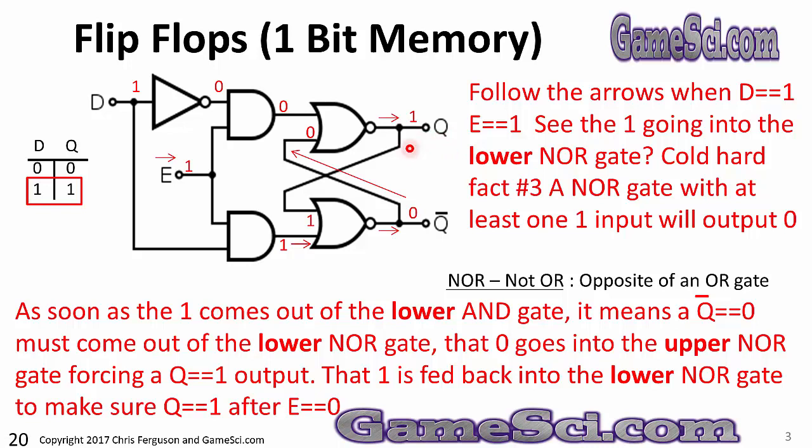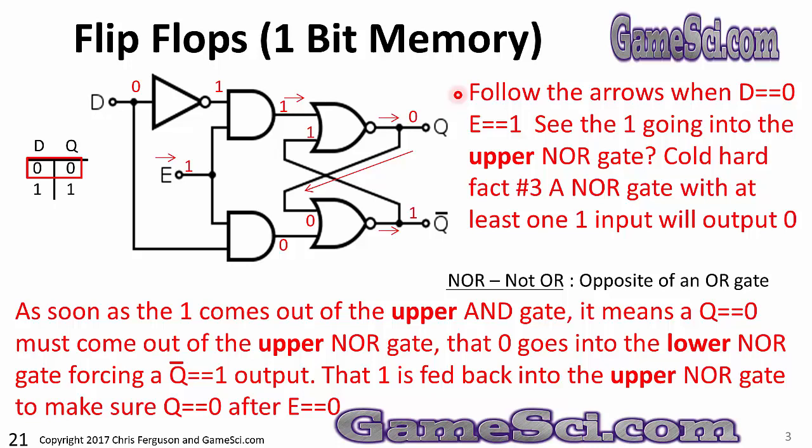That 1 is fed back into the lower NOR gate to make sure that Q equal to 1 after E gets reset to 0. How does that guarantee it? At least 1 on this gate here guarantees 0 here. A 0 into there guarantees a 1 coming out there.